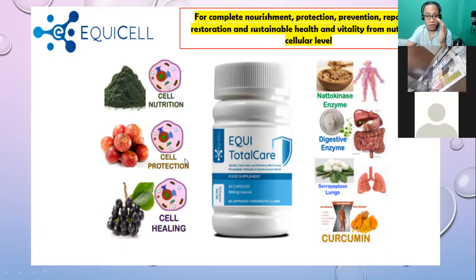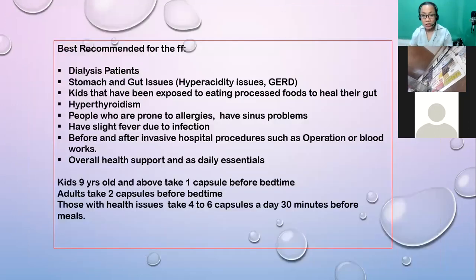Okay, so this is where you can source your natural vitamin C from Equi Total Care. It also contains a few milligrams of pure antioxidants from aronia. And then it contains an ensemble of enzymes, nattokinase for the heart and the blood vessels, digestive enzymes to support gut health, serrapeptase to support the respiratory, the lungs and the bronchioles, the health of the lungs, and of course the curcumin, an anti-inflammatory agent. So this is all together in this one bottle to give us protection.